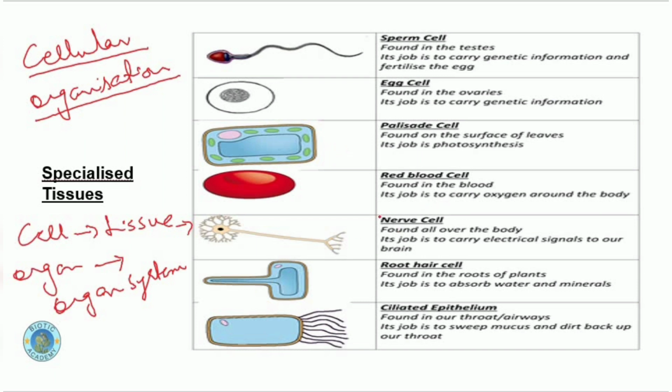Now the next one is the red blood cell. Red blood cells have a doughnut-shaped structure. This doughnut-shaped structure helps them to carry more and more hemoglobin. As a result, more oxygen can bind with them, and they can carry the maximum amount of oxygen towards the respiring tissues.